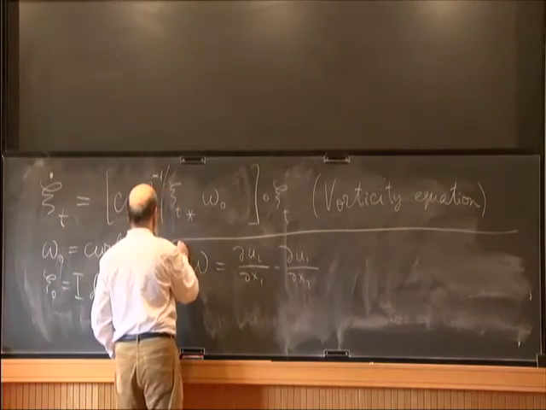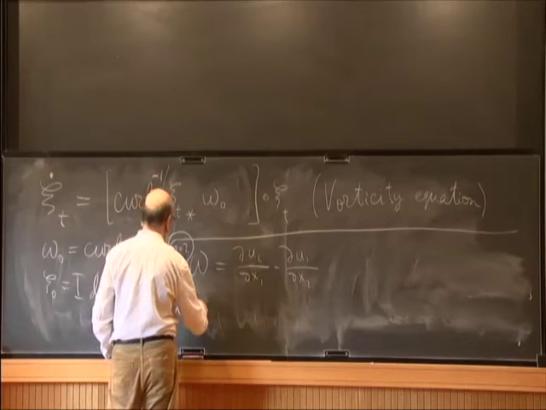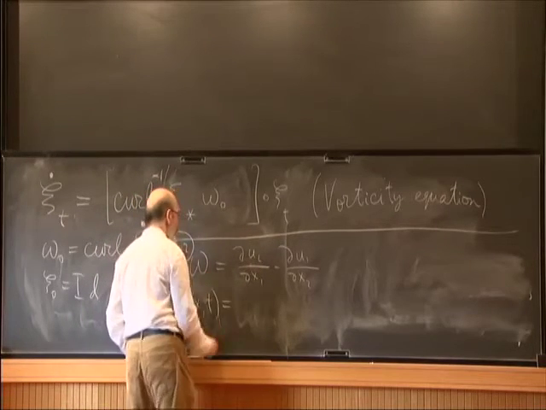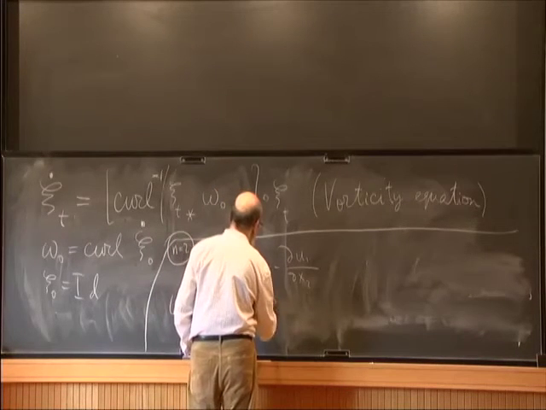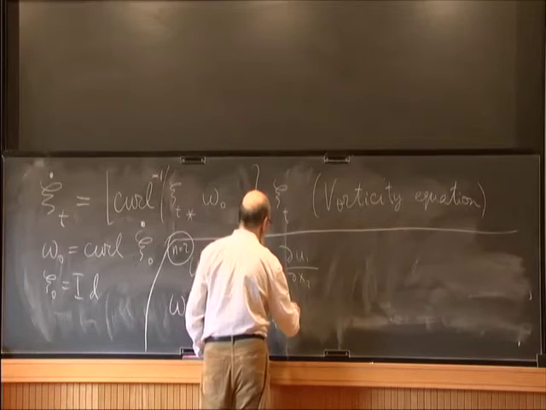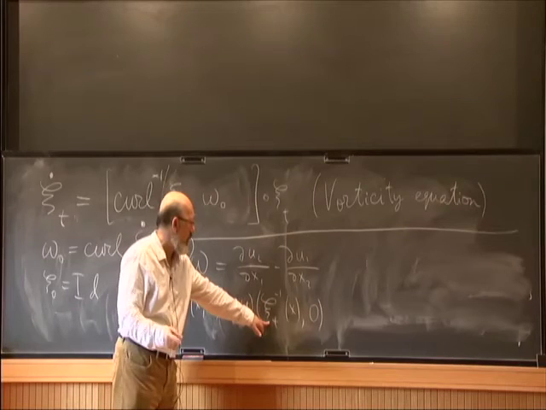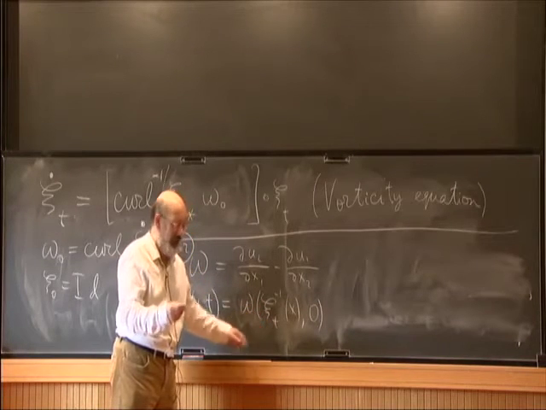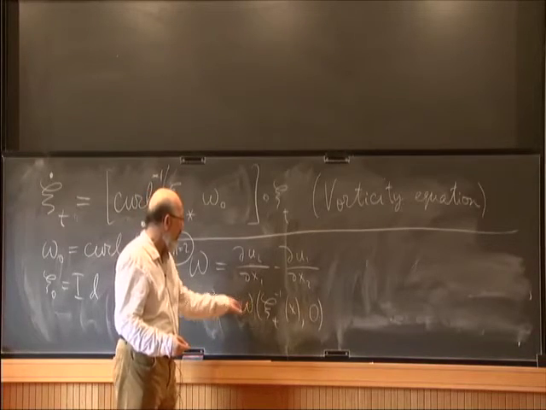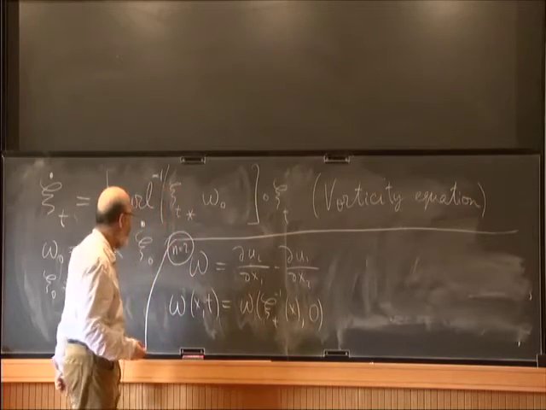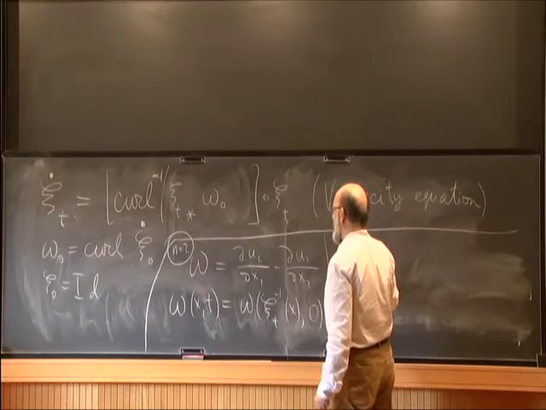Just a minute. N equals 2. So omega of xi t of x equals omega of xi t minus 1 of x 0. So we have to find the point where this particle, which is now at the point xi t of x, was in the beginning, and take the initial vorticity at this point. And then we write the following thing.